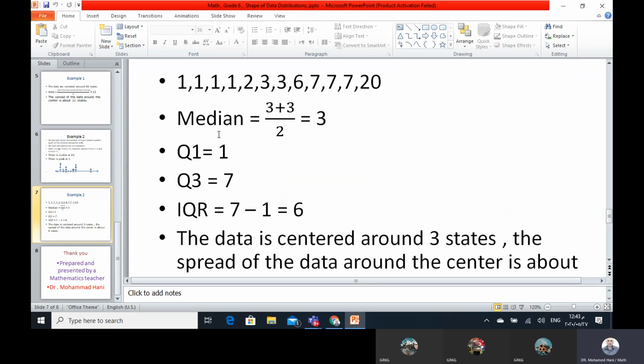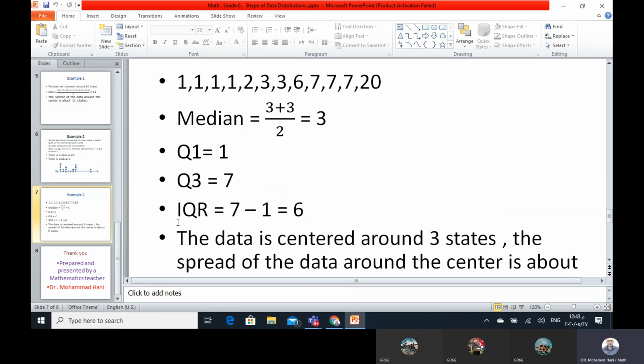How to find the first quartile? Here we have the first set. The number in the middle will be the first quartile. So Q1 will be 1. How to find the third quartile? The second set here, the number in the middle will be 7. So the third quartile will be 7.